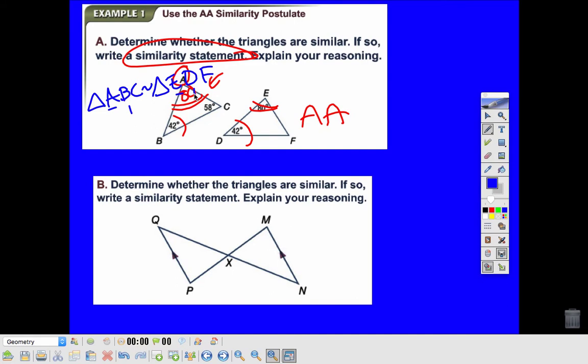Determine whether triangles are similar. If so, write a similarity statement. So using some stuff that we've learned in the past, we can say that's congruent to that by vertical angles. That's congruent to that by alternate interior angles. So we do know by AA that triangle QPX is going to be similar to triangle NMX.